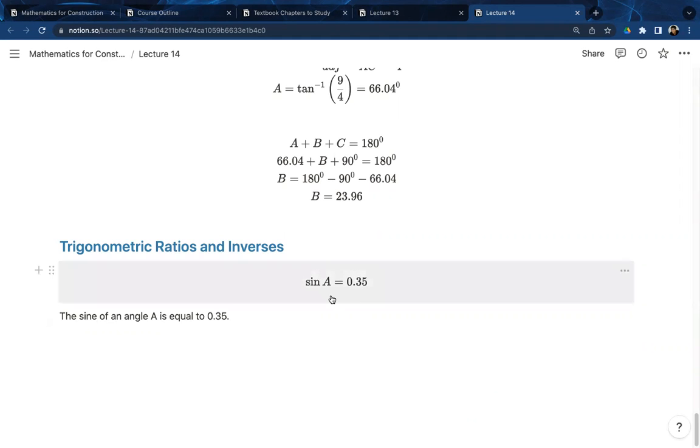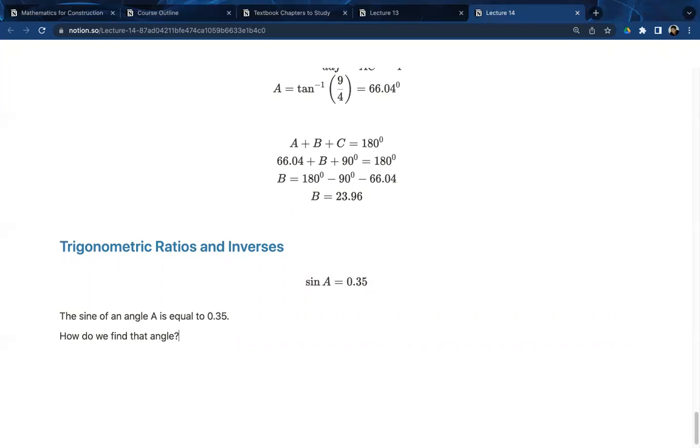Now, how would you find that angle? You want to know what angle has a sine of 0.35. How do we find that angle? Well, we need to ask the question. What's the question? What angle has a sine of 0.35?